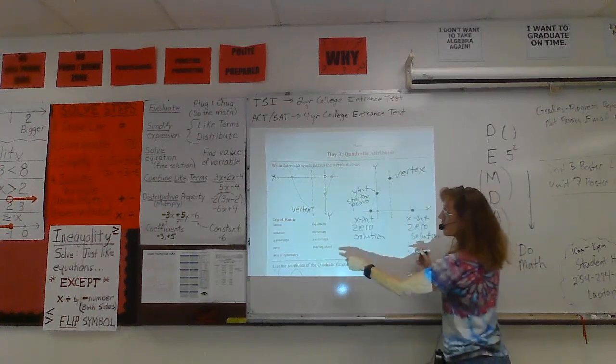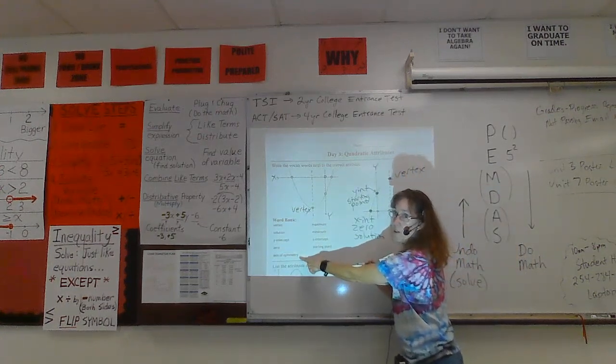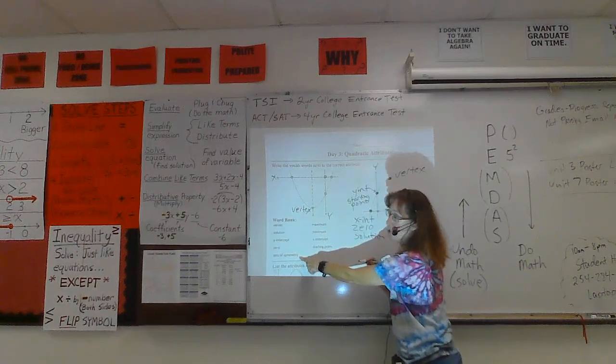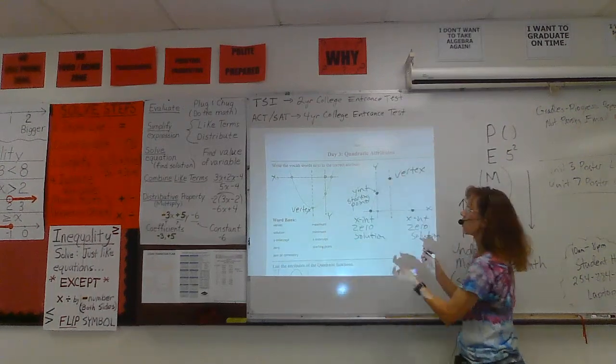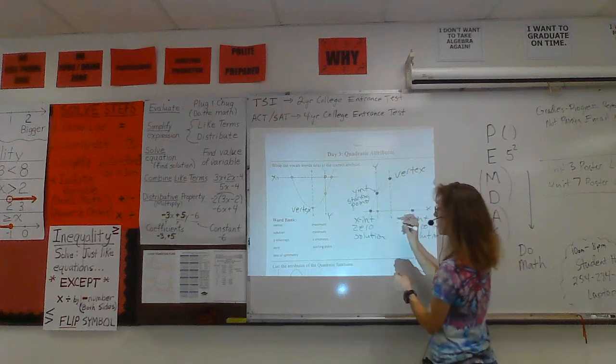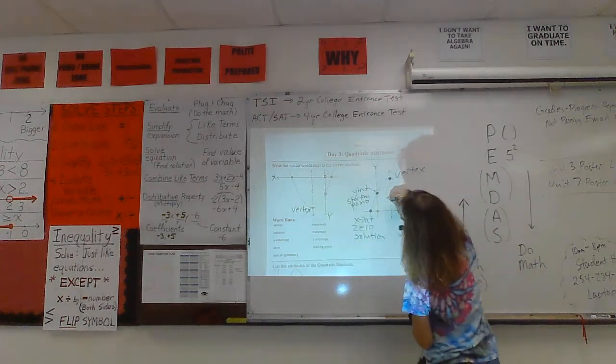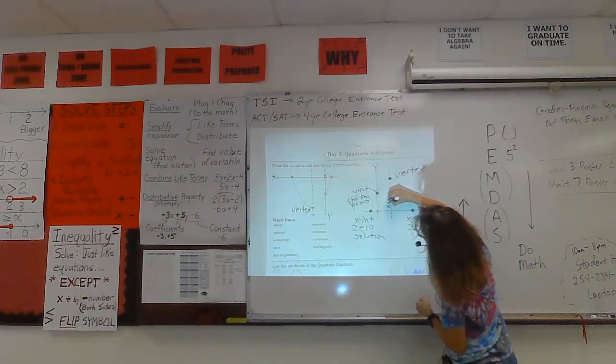That line is called the axis of symmetry, or you may have heard it referred to before as a line of symmetry. Axis is just a straight line. So this is a line of symmetry. So this is my axis of symmetry. I'm going to put it right across this. This is my axis of symmetry.